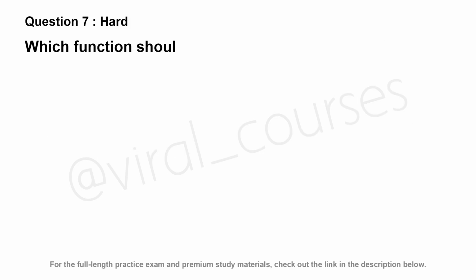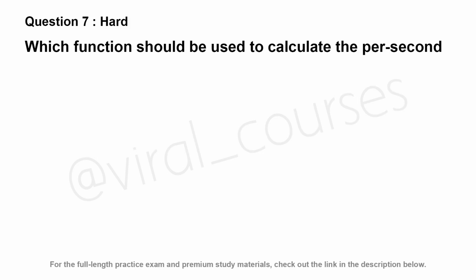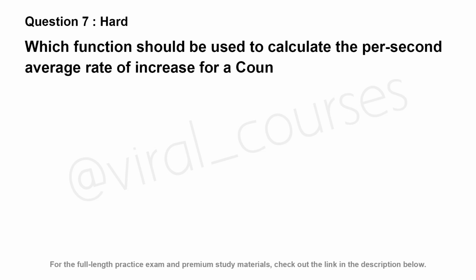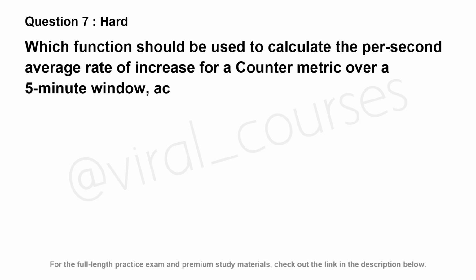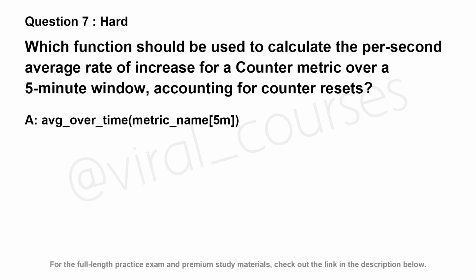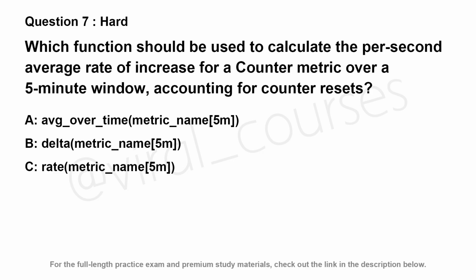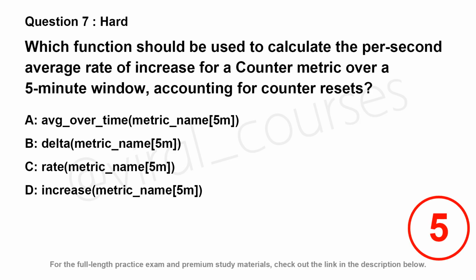Which function should be used to calculate the per-second average rate of increase for a counter metric over a 5-minute window, accounting for counter resets? Option A, avg_over_time(metric_name[5m]). Option B, delta(metric_name[5m]). Option C, rate(metric_name[5m]). Option D, increase(metric_name[5m]).